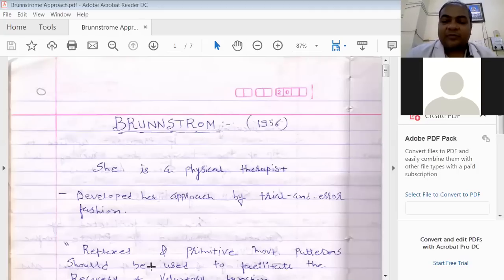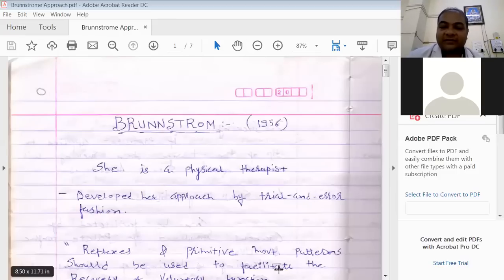Our main criterion is to give patients functional recovery. Each approach has some drawbacks and some advantages. Therefore we are using multiple approaches, right? Because of that reason. So this is the Brunnstrom approach.